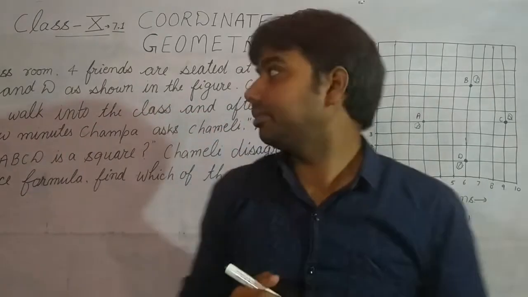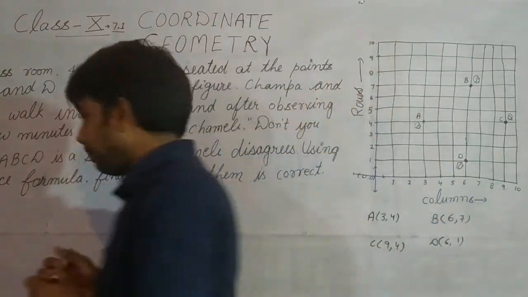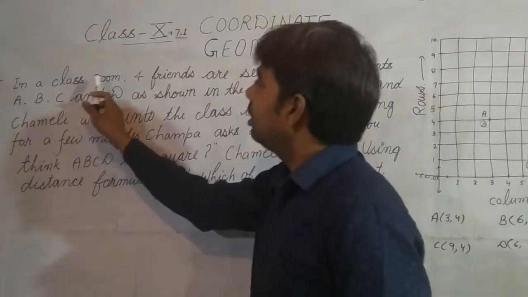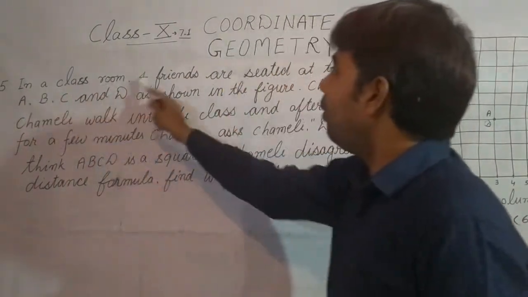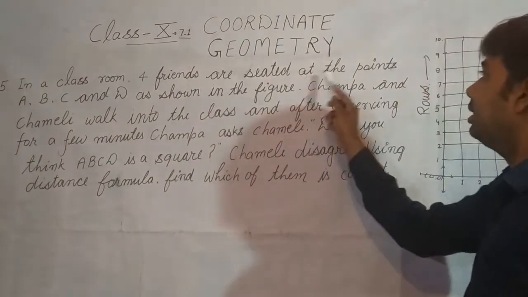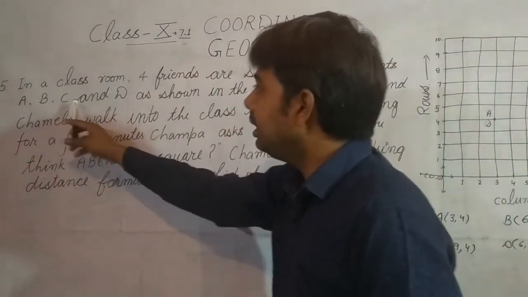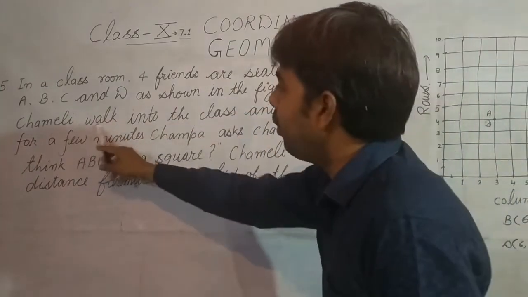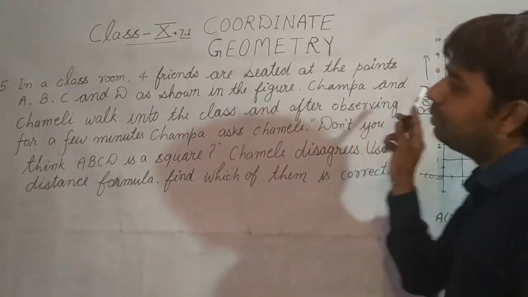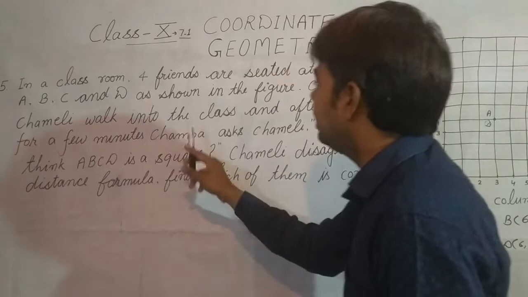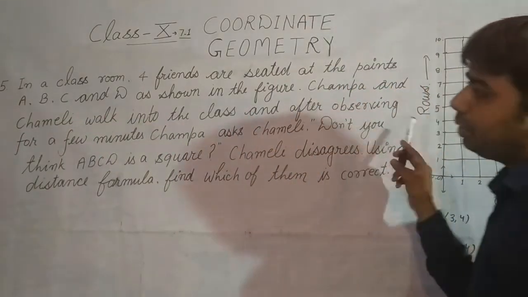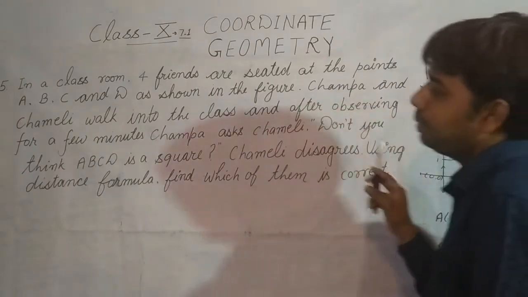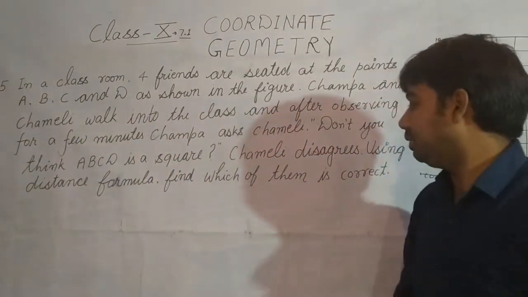Now come to the question. Let me explain the question once again. In a classroom, four friends are seated at the points A, B, C and D as shown in the figure. Champa and Chameli walk into the class, and after observing for a few minutes, Champa asks Chameli, "Don't you think ABCD is a square?" Chameli disagrees. Using the distance formula, find which of them is correct.